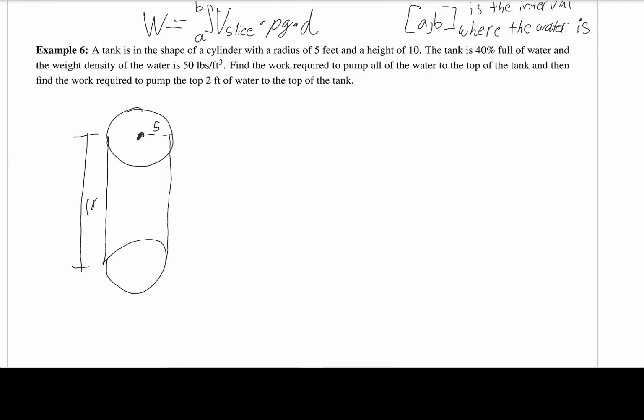Now, let's see, how am I doing with my information? I got the radius is 5 feet, the height is 10 feet. The tank is 40% full of water. So I'm going to start using this kind of notation for where the water is. Now, if I'm measuring from 0 to 10, then where this would be sitting, if it's 40% full, this has to be at a height of 4, because 0.4 times 10 will give us 4. And so that's that distance from here to the bottom.